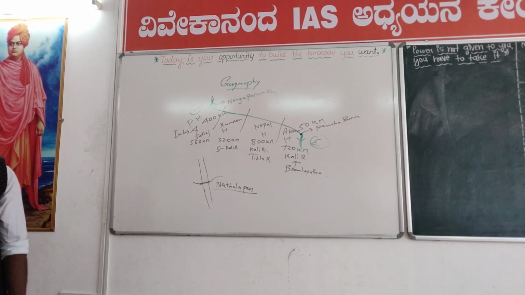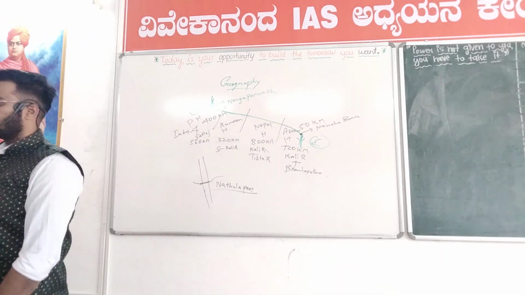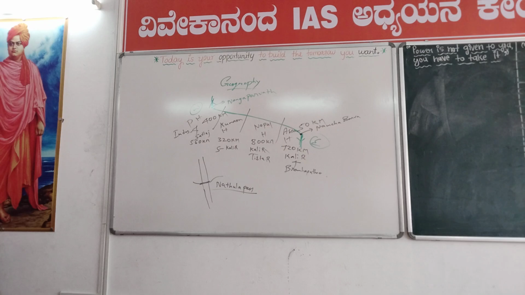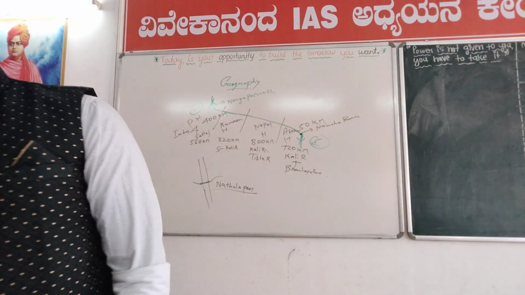Highest peak of Meghalaya, Sabaramati. Okay. Nallamala hills, that's in Andhra Pradesh. Nallamala.